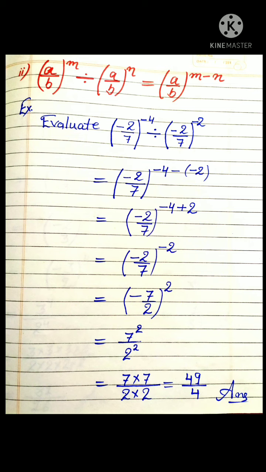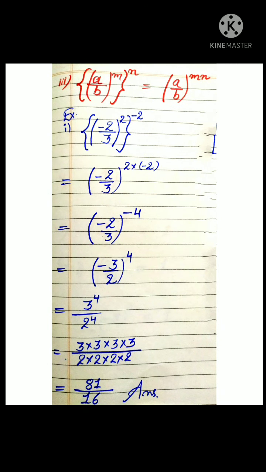So how can we remove this negative power? By taking the reciprocal of the base. So this minus 2 upon 7 will become minus 7 upon 2, and the power will become positive. So it will be (minus 7 upon 2) to the whole power 2, which can be written as 7 to the power 2 upon 2 to the power 2. There is no need to write the minus sign because the power is even. Now we will expand this and multiply. We will get 49 upon 4.